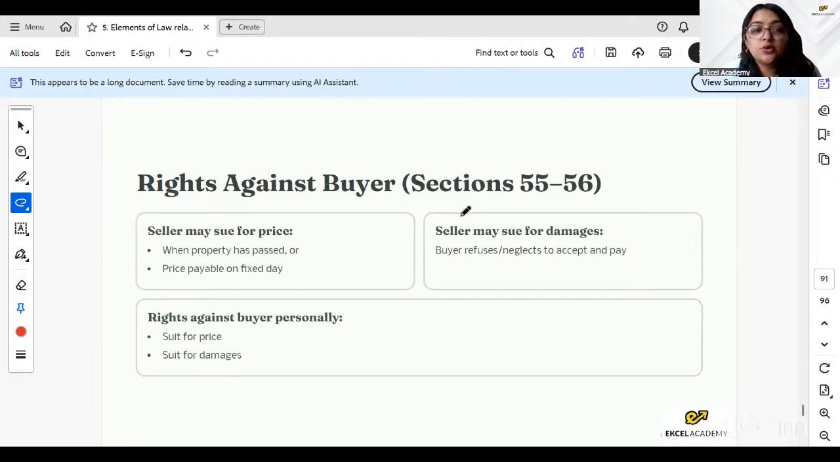Next, rights against your buyer. The seller may sue for price when the property has passed and the price is payable on a fixed day. This is something we've already gone through earlier: the property has already passed, and there's no way you can withhold it, so you can sue the buyer for the price. The seller may sue for damages when the buyer does not accept, and rights against the buyer personally will be for a suit for price and damages both.